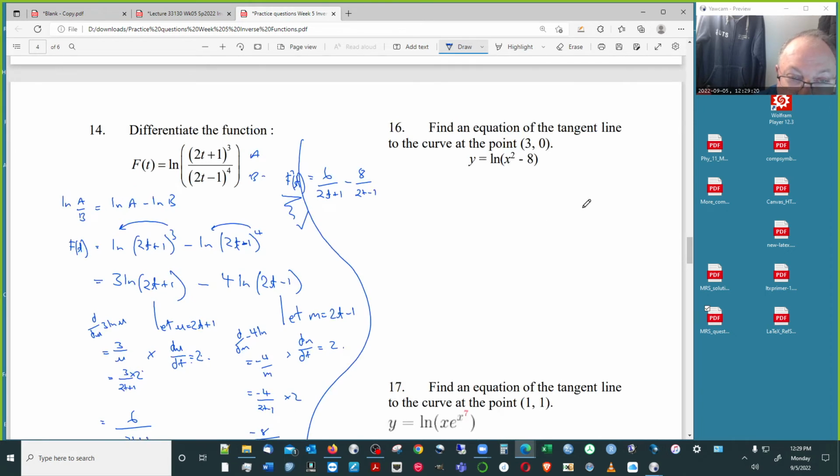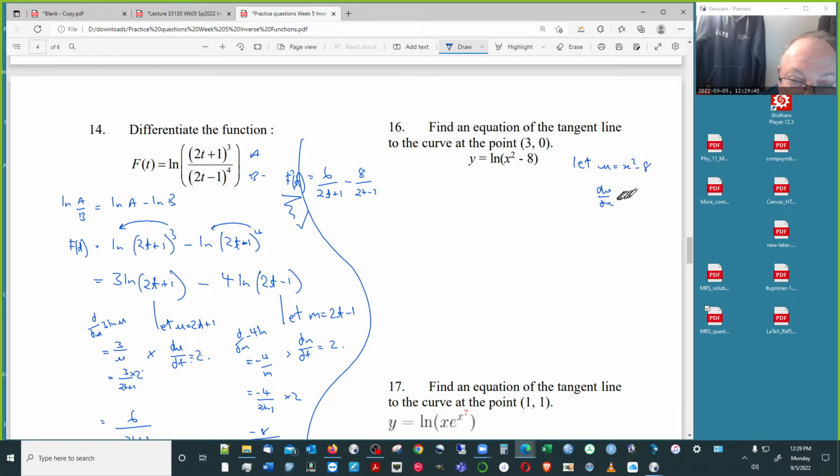Find the equation of the tangential line to the curve. Really? This is like year 10 stuff. Really? No, I don't want to do this. Alright, so let u equal x. You shouldn't be doing this in Maths 1. I'm such a whinger.